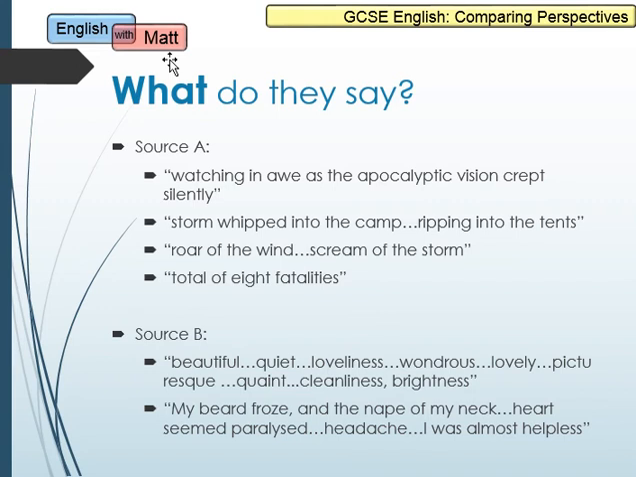And then we can compare that to some of the language in source B. So in source B, we have this long list of quite positive adjectives: beautiful, quiet, loveliness, wondrous, lovely, picturesque, quaint, and so on. And then towards the end of the extract, he says, my beard froze and the nape of my neck, heart seemed paralysed, headache, I was almost helpless. That is some of the evidence you could use in order to prove what their perspectives are and to explain to the examiner what they think of the weather conditions.